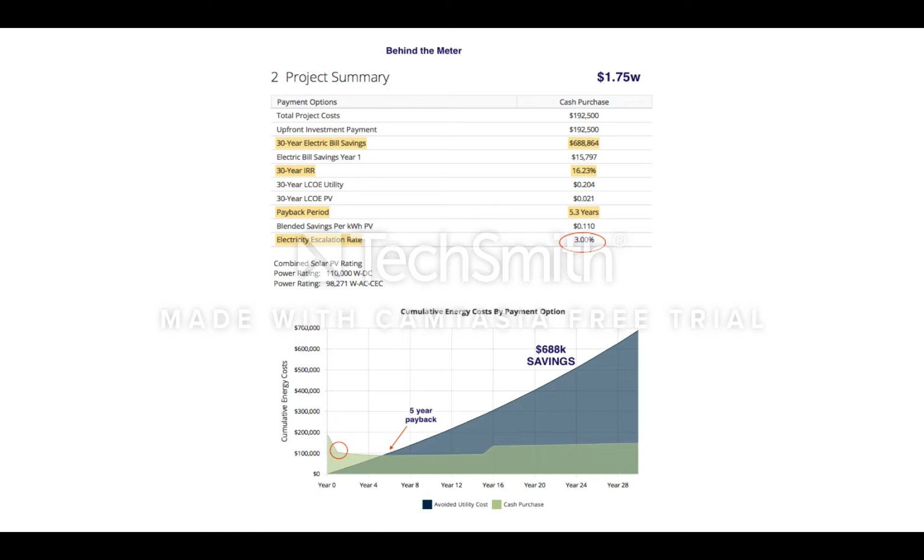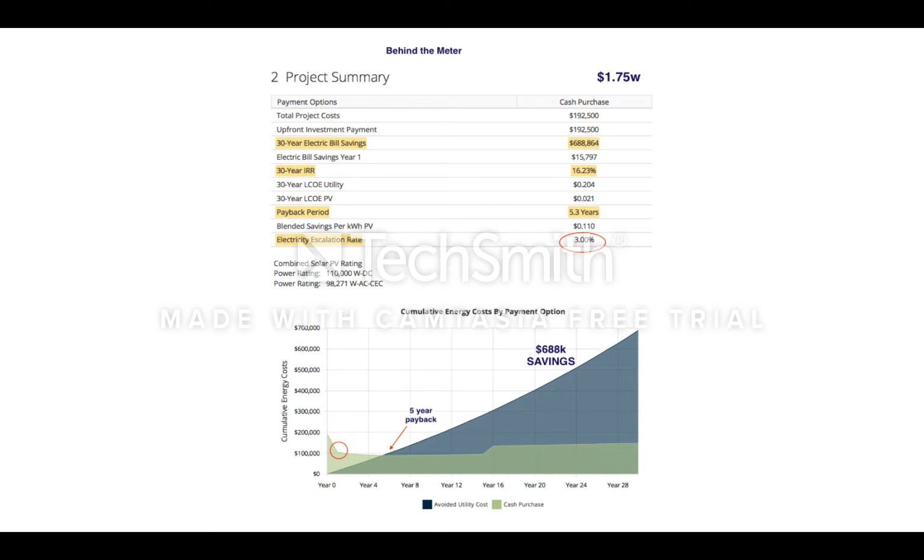We're highlighting here the 30-year electric bill savings of almost $700,000. First year savings of $16,000. And then a 30-year internal rate of return of over 16%. CFOs love to see numbers in the mid-teens on their CapEx investments. Eric mentioned behind the meter, the cash-on-cash deal. You're looking at a 5-year payback on a cash-on-cash deal. 5-year payback on a 30-year piece of equipment is simply amazing.